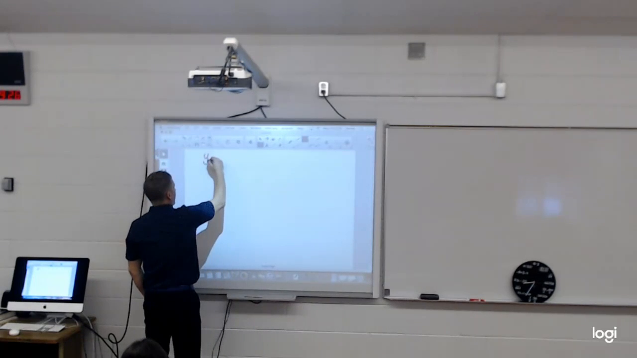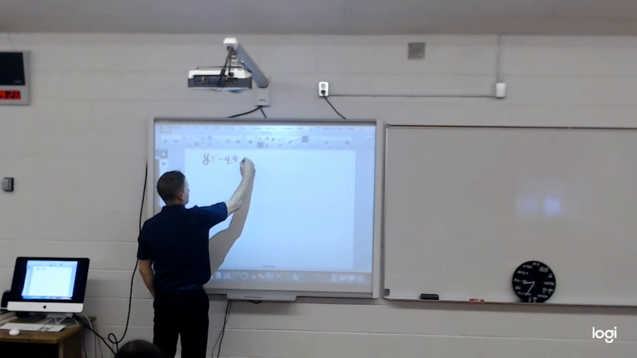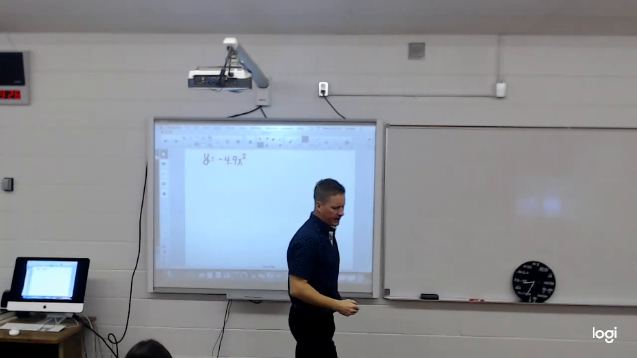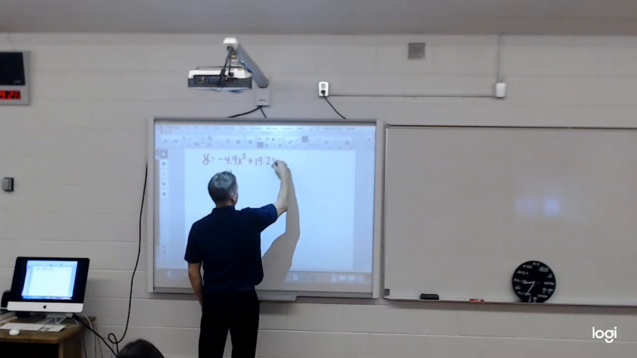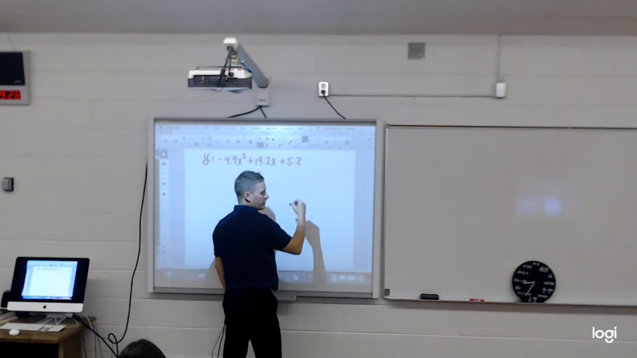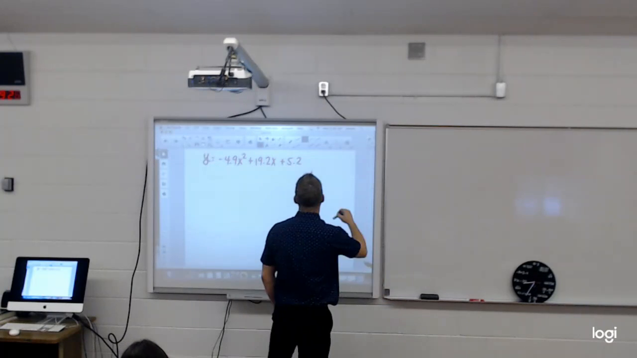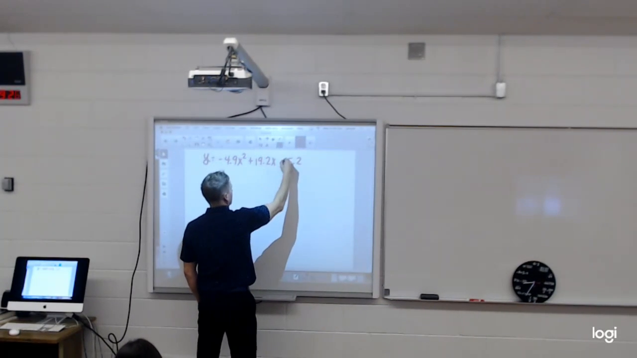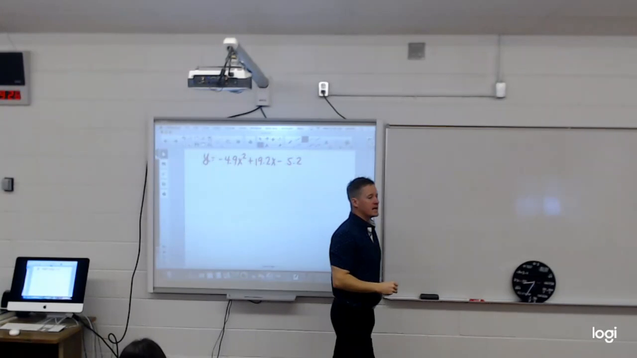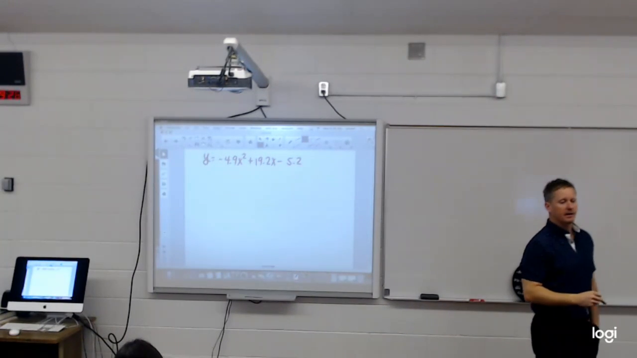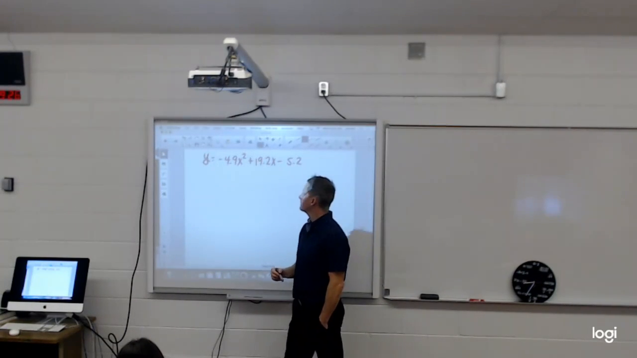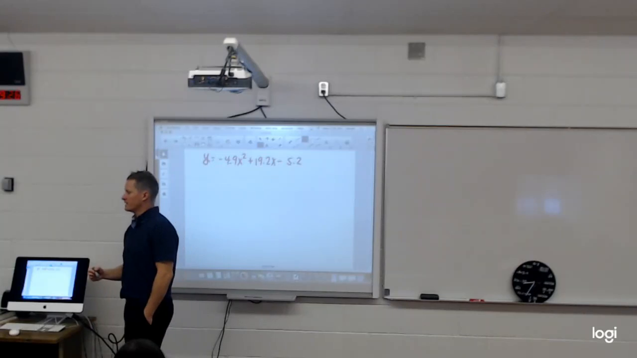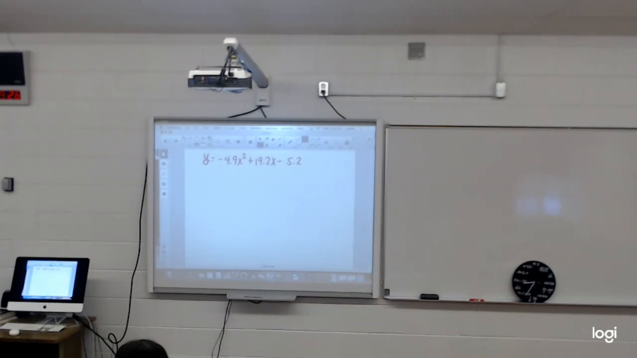Okay, so what you should have in Desmos is this: minus 4.9 x squared plus 19.2 x minus 5.2. Put it as y equals. Put that into your calculator. Use your decimals.